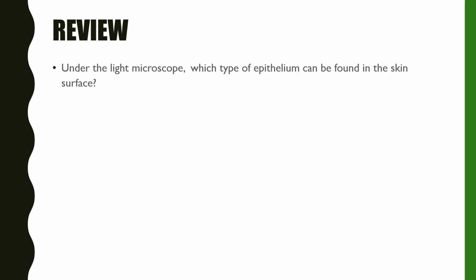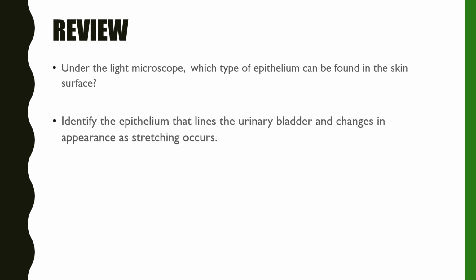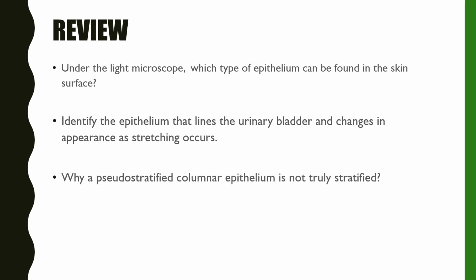So to recap, can you please answer these questions? Under the light microscope, which type of epithelium can be found in the skin surface? I just talked about it just now. Second question, identify the epithelium that lines the urinary bladder and changes in appearance as stretching occurs. I also just mentioned it. And the third question is why a pseudo-stratified columnar epithelium is not truly stratified. Write down your answer in the comment section below.